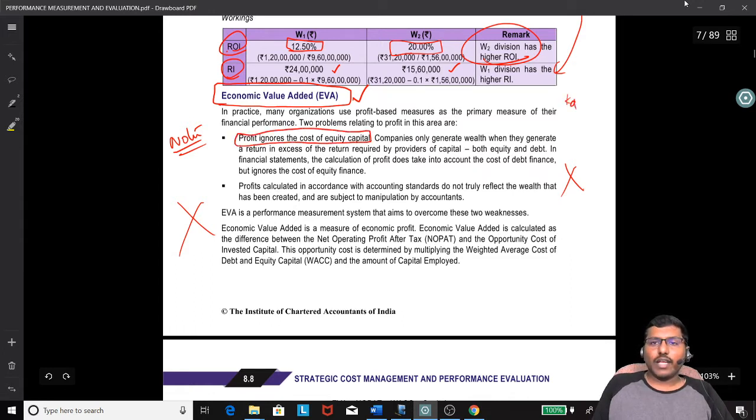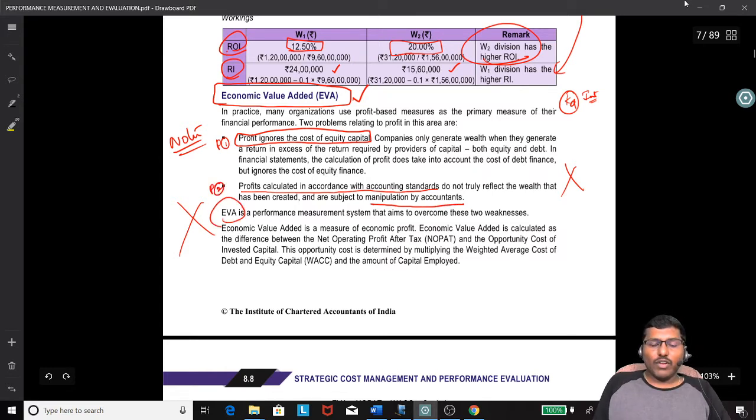Say cost of debt capital anyway we are reducing in the form of interest, that's reduced by taxes, of course, because interest is a tax deductible expense, you know that already. So profit ignores cost of equity capital. This is problem number one. Problem number two is profits calculated in accordance with accounting standards. Most of the times they do not reflect the real wealth. Why? Because it is subjected to manipulation. This is problem number two.